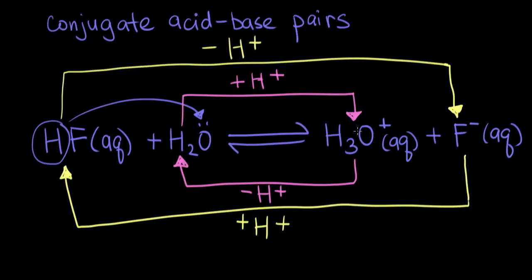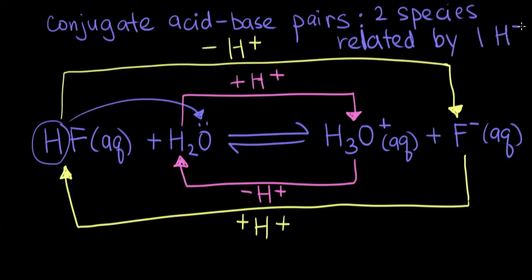The official definition, or my official definition, of a conjugate acid-base pair is when you have two species that are related to each other by one H plus. In this case, we have HF and F minus that are related to each other by that one H plus, and so HF and F minus are a conjugate acid-base pair. We also have water and hydronium, which are also related by that one H plus. So water and H3O plus are also a conjugate acid-base pair.